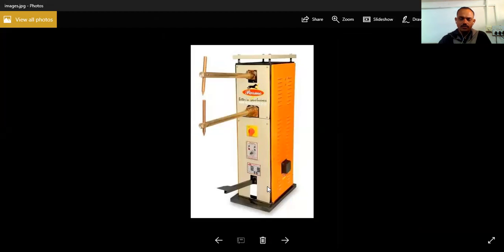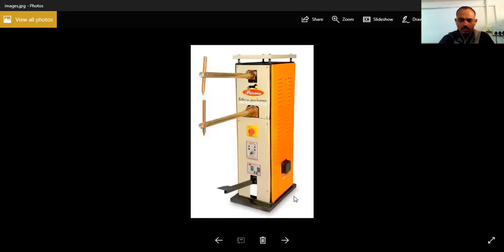This is the machine for the spot welding. This one is the transformer or power supply. These two are the electrodes. This one is one electrode, and this one is the other electrode. If you see carefully, there is a gap in between these two electrodes.